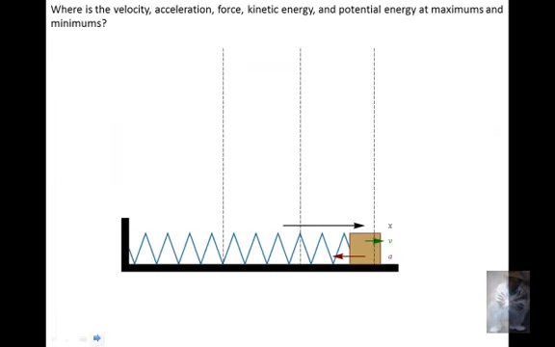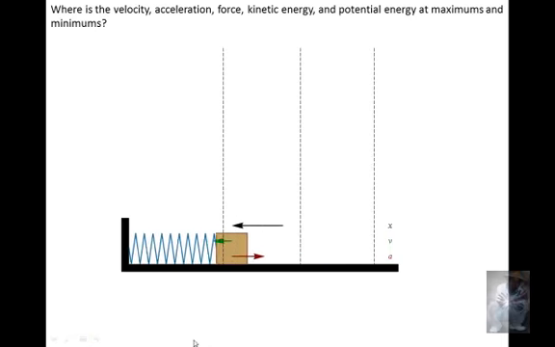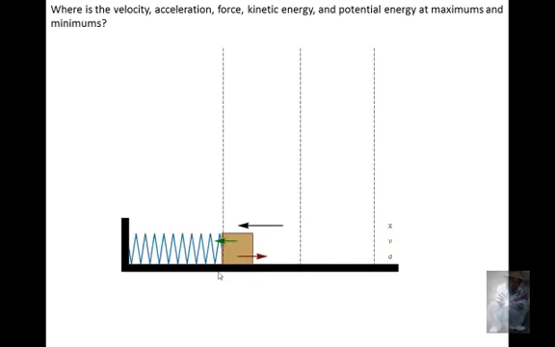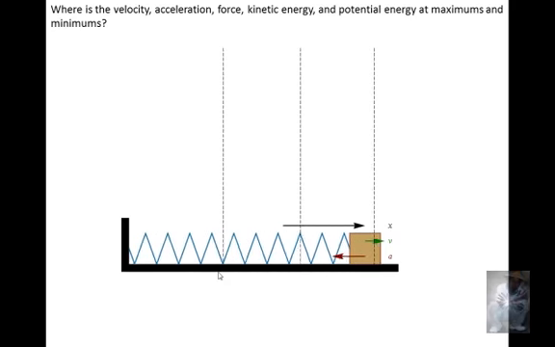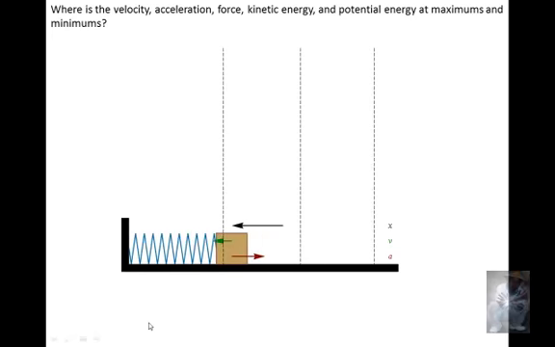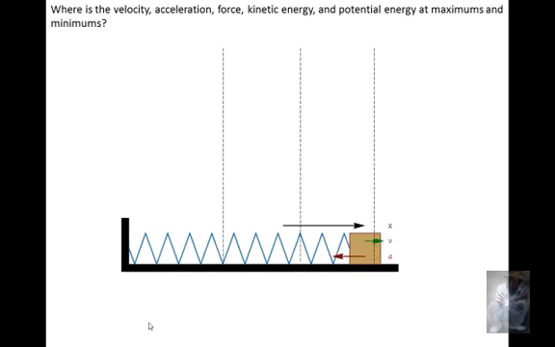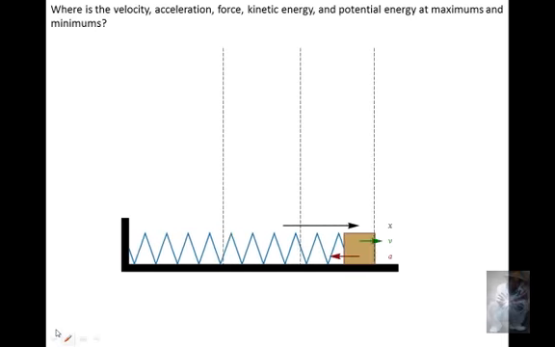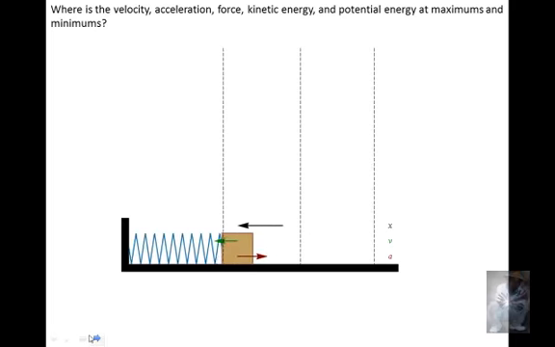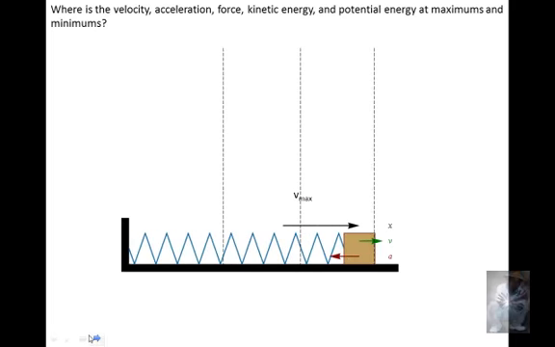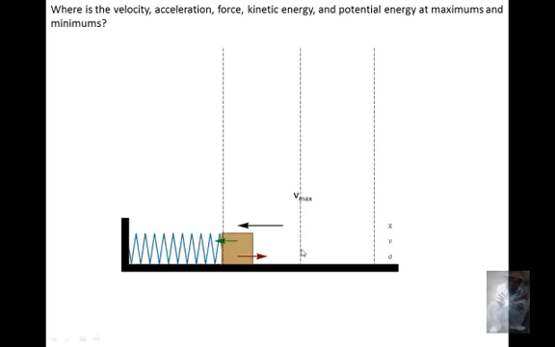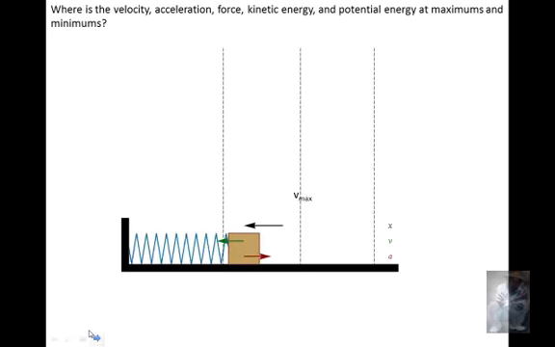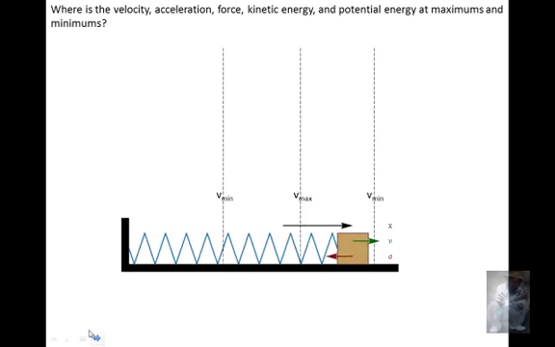In this slide, we'll look at where the velocity, acceleration, force, kinetic energy, and potential energy are at their maximums and minimums. Now, let's observe the block as it goes back and forth. The first question is, where is the velocity at its maximum? Well, it's at its maximum when it's at the middle or equilibrium position. It's at the minimums at the ends.